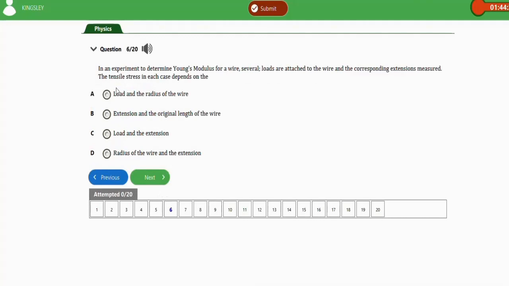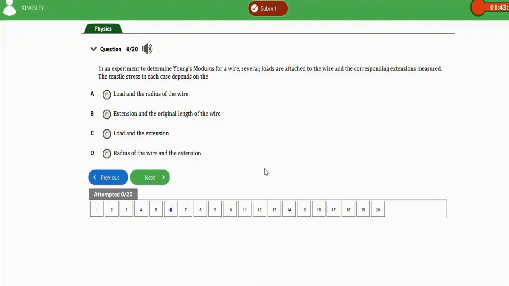Let's go to the next repeated question. It says in an experiment to determine Young's modulus for a wire, several loads are attached to the wire and the corresponding extensions measured. The tensile stress in each case depends on the, we have option A, load and the radius of the wire, option B, extension and the original length of the wire, option C, load and the extension, option D, radius of the wire and the extension. So the correct option to this question is option A, which is load and the radius of the wire.